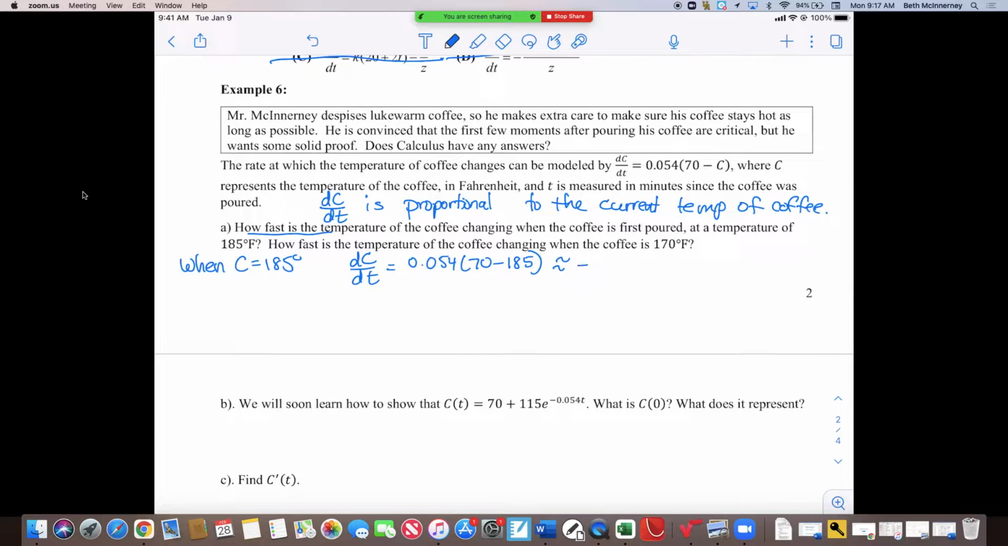So I got negative 6.21, and I would say that's degrees Fahrenheit per minute. That's the rate it's changing. And really, doesn't that mean the coffee is cooling down? Now do how fast is the temperature of the coffee changing when the coffee is 170 degrees.